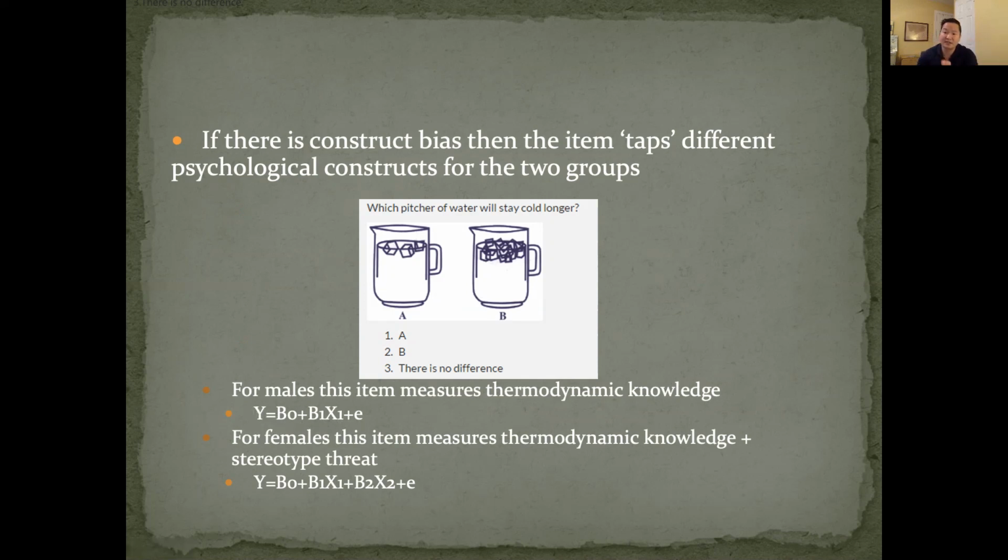For women, you're not just measuring the construct of thermodynamic knowledge. You have another predictor in there, and that predictor is stereotype threat. So now the things that go into answering this question aren't just how much you know about thermodynamics, but how much you know about that stereotype and how much it affects you. In this case, we would then conclude there is bias because these items are tapping fundamentally different constructs for these two groups.